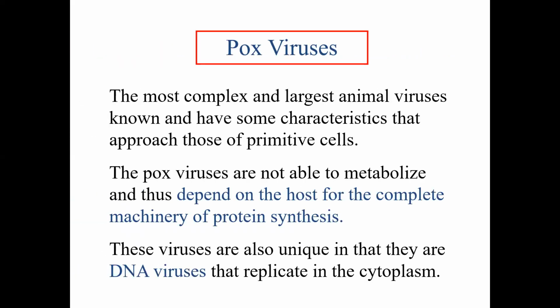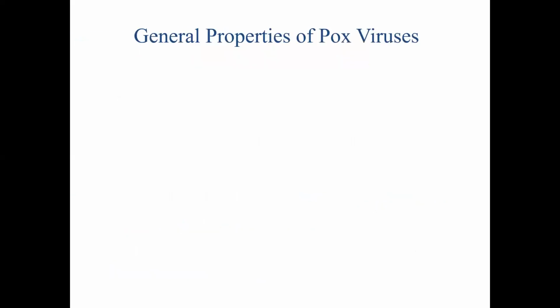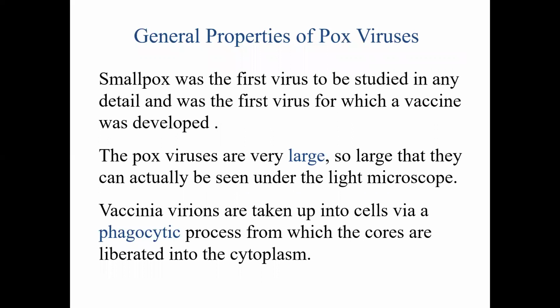Then you can have pox viruses, which are the most complex and largest type of animal viruses. They are generally not able to metabolize and they depend on host machinery for protein synthesis. They are unique in that they are DNA viruses that replicate in the cytoplasm of these cells. Smallpox was one of the first pox viruses to be studied in any detail, and it was the first virus for which a vaccine was developed.